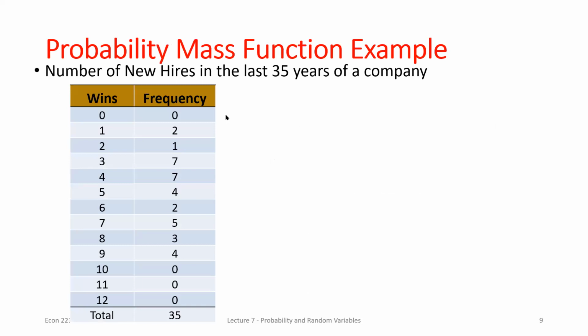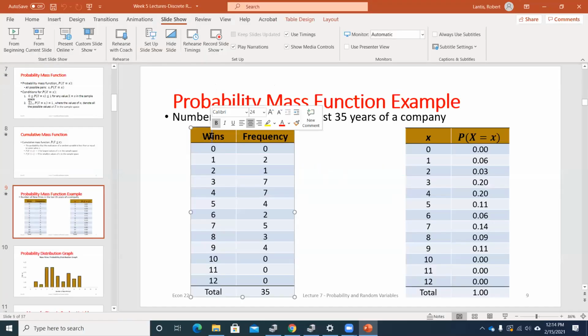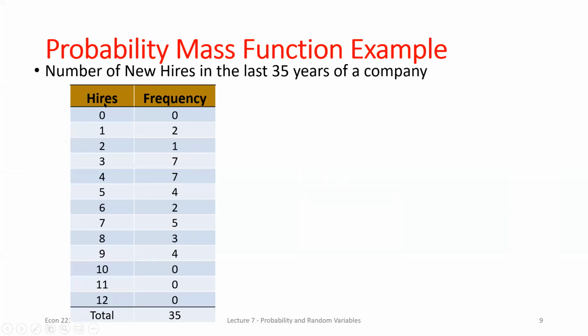I actually grabbed this data from something that wasn't this variable, then I thought this variable would be more interesting to talk about. So you can imagine, in more of a business sense, I've got some company, and they're relatively small, but I'm looking at their number of hires every year, and how many times in the last 35 years they had each number. Make sure this lines up. There we go. The number of new hires, right?